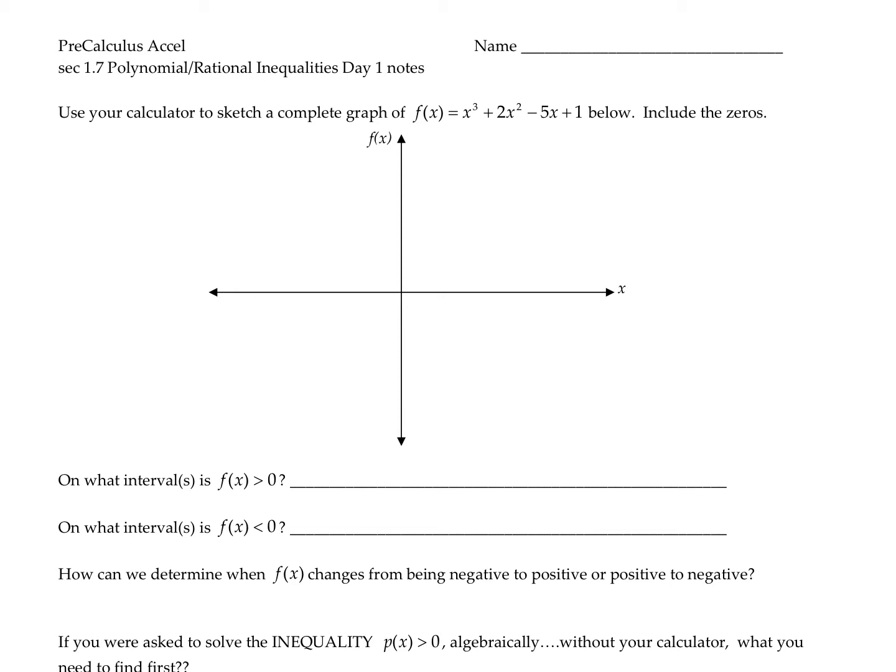So on this, I want to sketch a graph and I want to mark the zeros. So I see I have one zero at negative 3.5. I have another zero at 0.2. And I have another zero at 1.3. And so my graph is going to look something like this.